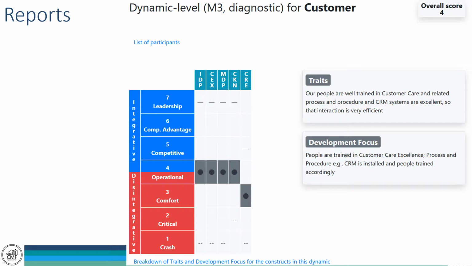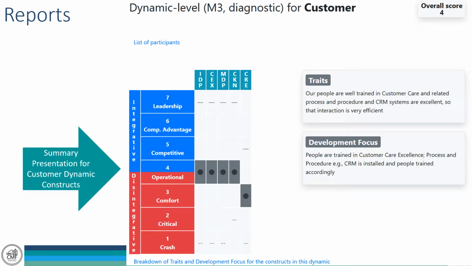Here we show a sample of the report for a diagnostic assessment of the customer dynamic, which has 5 constructs. You can see for this assessment the overall aggregate maturity score for the customer dynamic is 4, and the traits of this level are described along with the development focus. Also on the graphs, as well as the maturity score for each dynamic, you can also see the highest and lowest rating by the dashed lines.